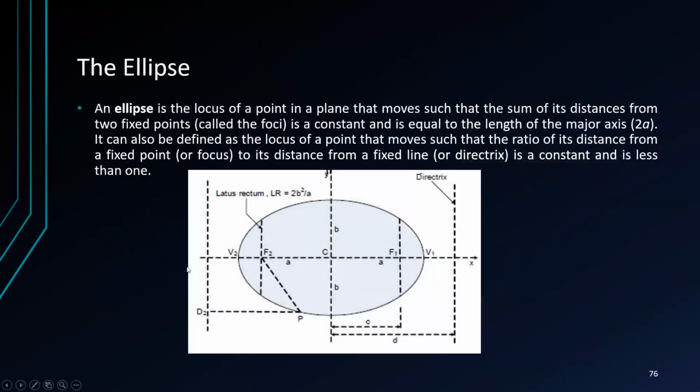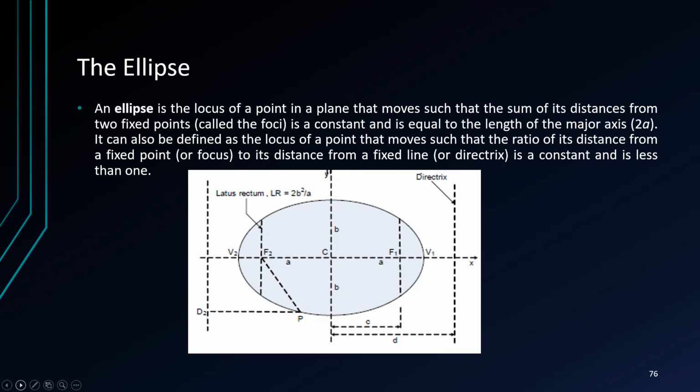Next, the ellipse. An ellipse is the locus of a point in a plane that moves such that the sum of its distance from two fixed points called the foci is a constant which is equal to the length of major axis 2a. It can also be defined as the locus of a point that moves such that the ratio of its distance from a fixed point or focus to its distance from a fixed line or directrix is constant and is less than 1.